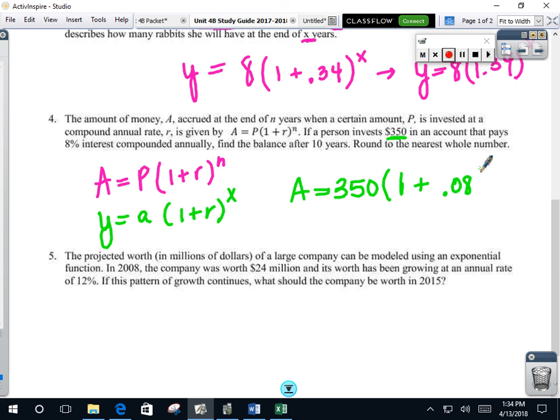0.08. What did I tell you to do if you have trouble figuring out how to write it as a decimal? Divide by 100. So 8 divided by 100 is 0.08. And then to the what power? 10th power. Now for this question, they actually want you to find the balance. So you're going to have to calculate that. $755. Right.